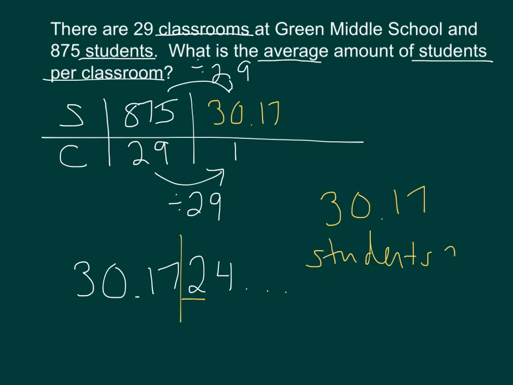students per classroom. Now, wait a second. How is that possible? How can you have 0.17 of a student? Well, you don't actually have 0.17 of a student. When you're dealing with average, you're just spreading everything out evenly. It doesn't mean you actually have that amount. It just means on average that's how many you have. So having a decimal when you're dealing with people is still okay, especially when you see that key word average.